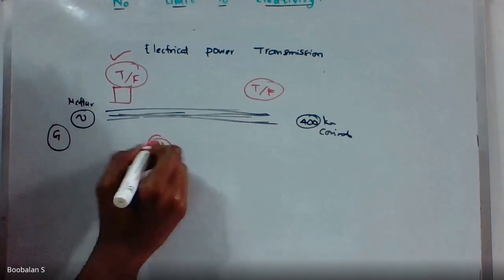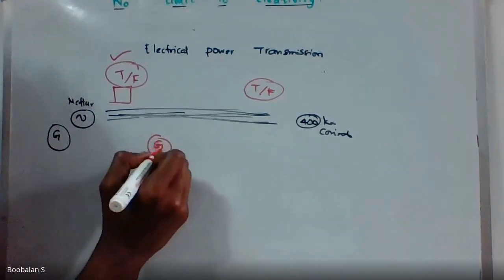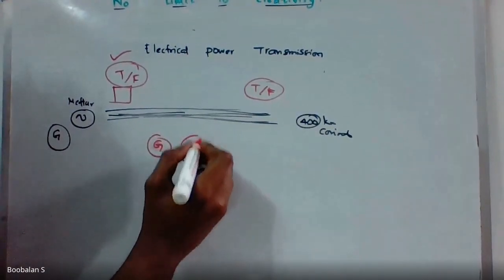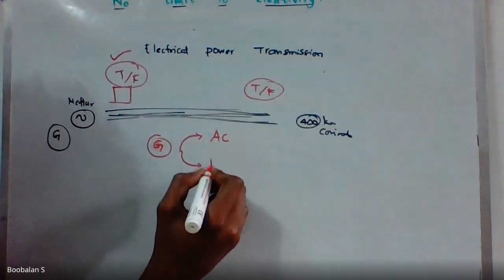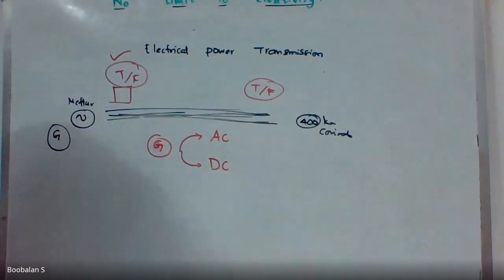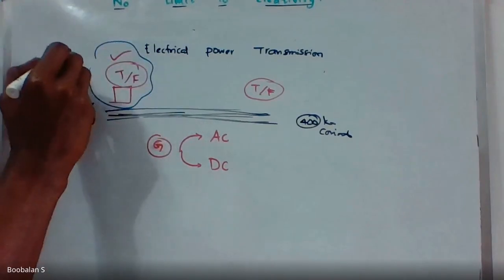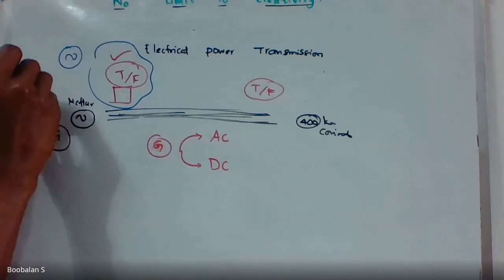At the generation station, they generate two types of power. One is alternating current power, and one is direct current power. So we have two types of electrical power. The entire topic we have discussed about the transformer, in the initial case, connects only a single-phase or three-phase power supply.